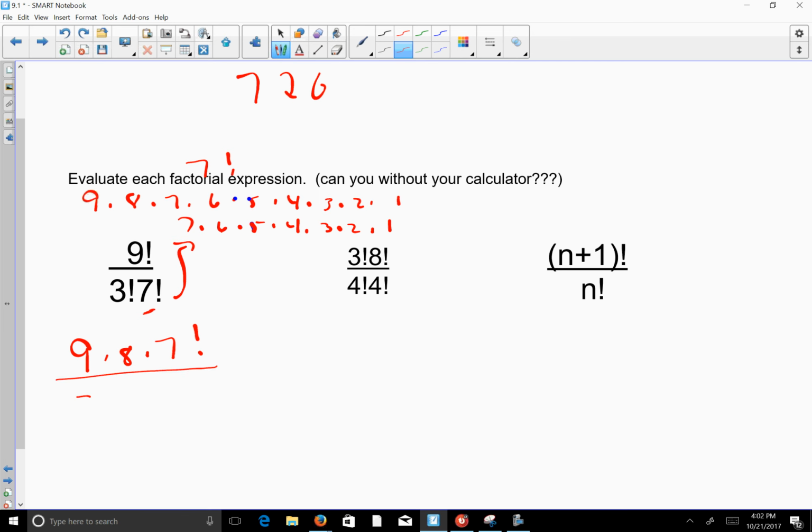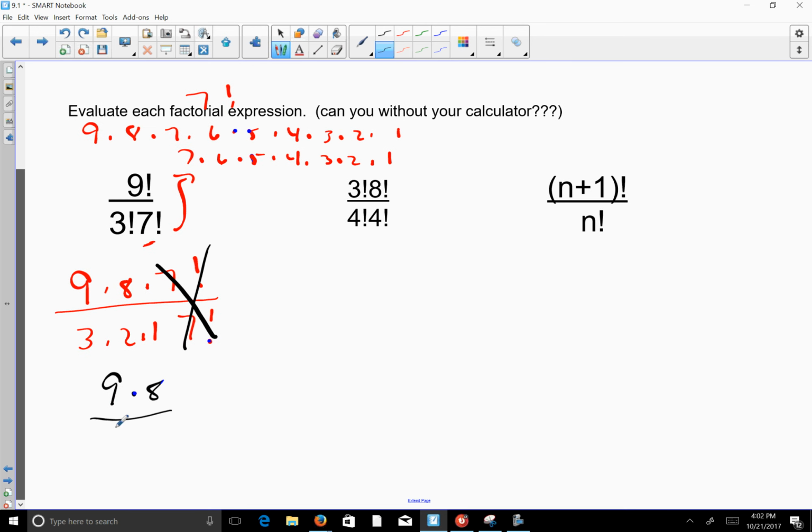And that way, I'm going to write 3 factorial as 3 times 2 times 1, and then I have the 7 factorial. Now I can simplify those 7 factorials. Then I can do some more simplifying, because I'm left with 9 times 8 over 3 times 2. The 2 and the 8 will simplify, and I'm left with 4. The 3 and the 9 will simplify, and I'm left with 3. So my final answer is just going to be 12. I really didn't need my calculator to do that, because I can simplify it.